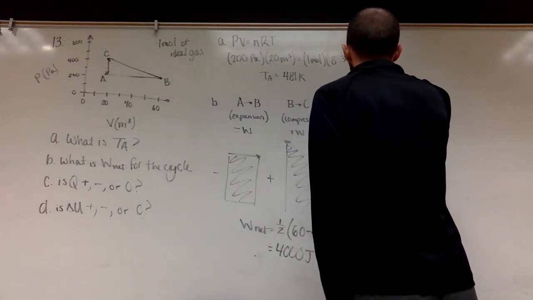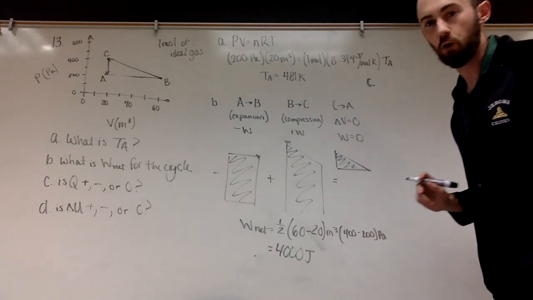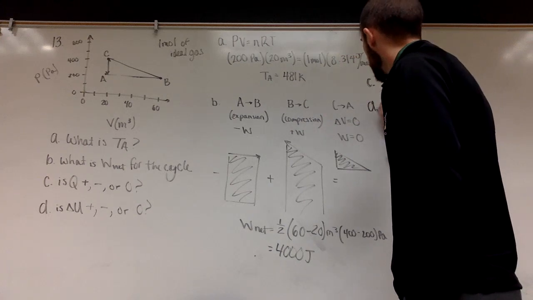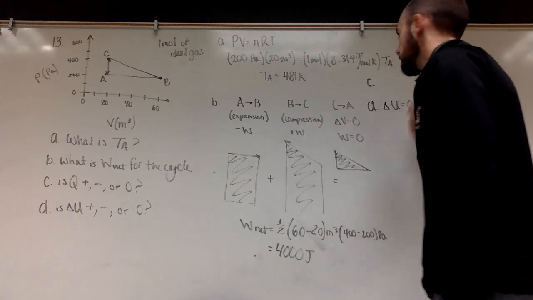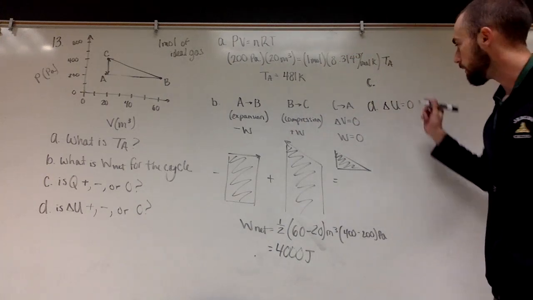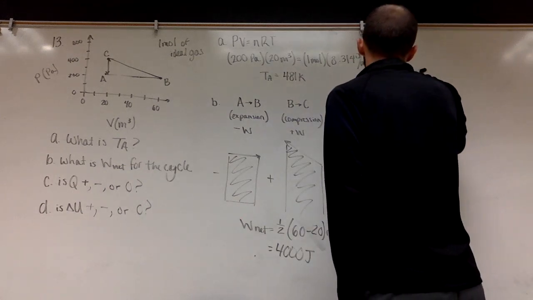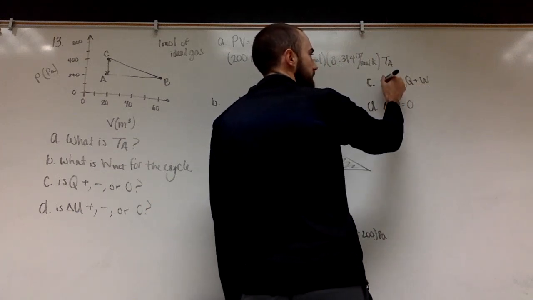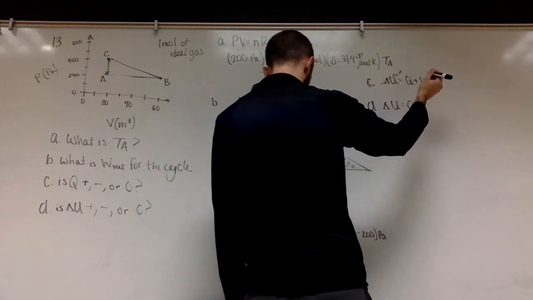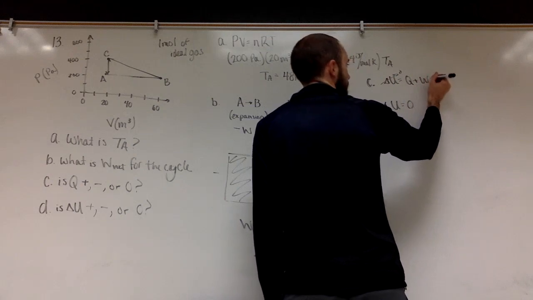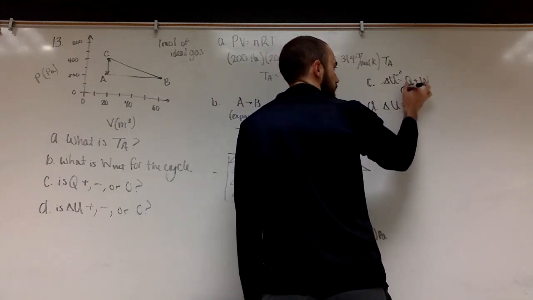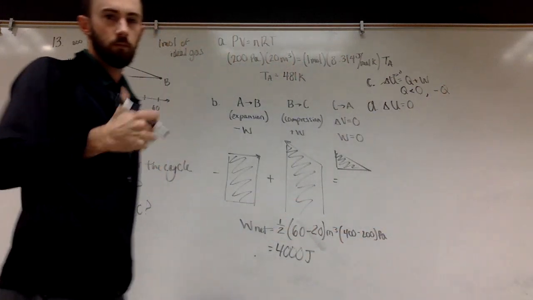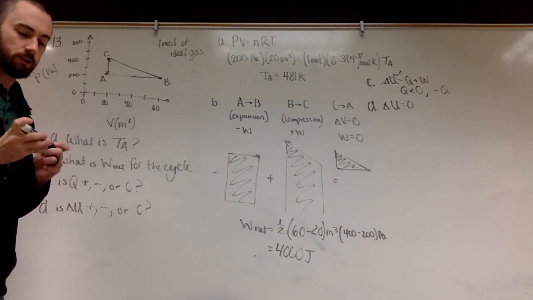Now I'll go ahead and solve parts C and D because they're going to go together with this. So on C, it's asking you to find out whether or not Q is positive or negative for the whole process. If you look at the chart, we automatically know part D, our answer, delta U equals 0, because it starts and ends at the same point. So if delta U equals Q plus W, and this is 0, and my work is positive, so this guy's positive. What does that mean Q has to be? Q has to be less than 0, meaning we have a negative Q.